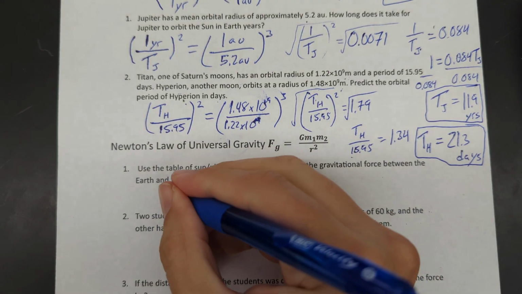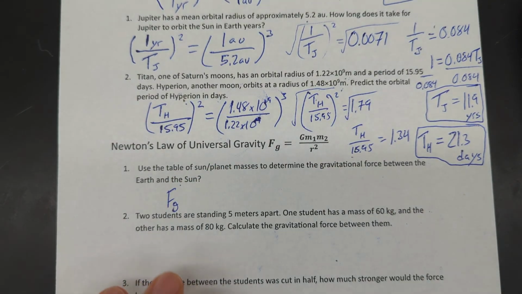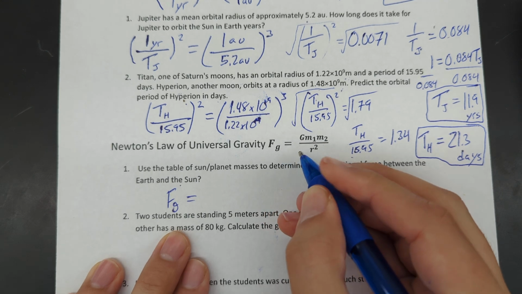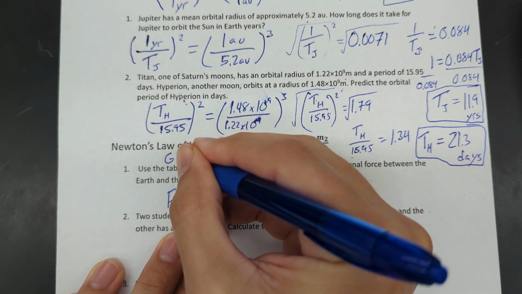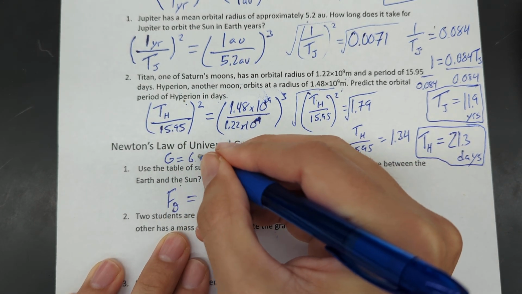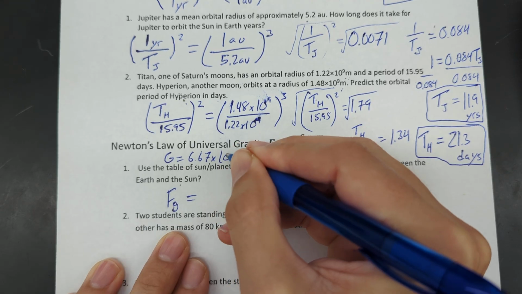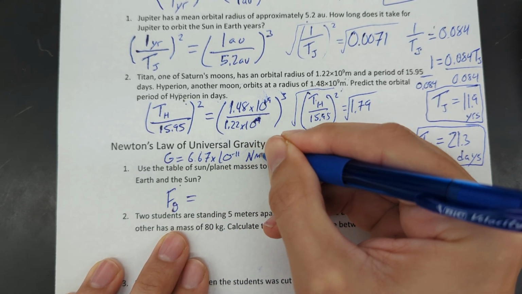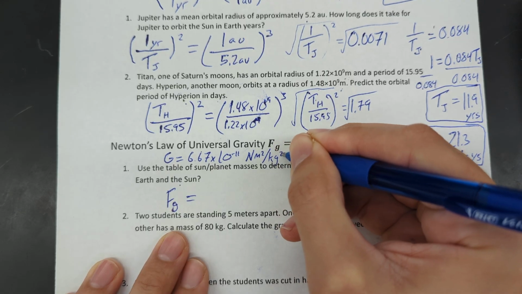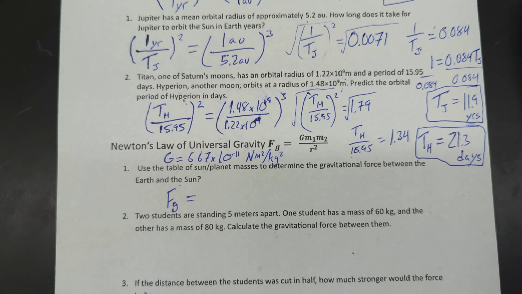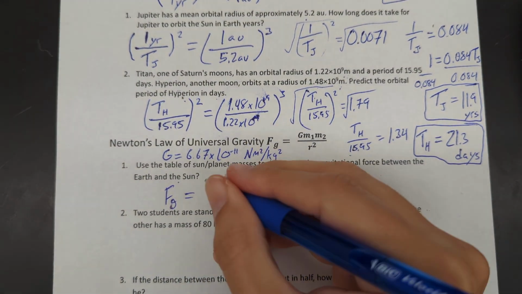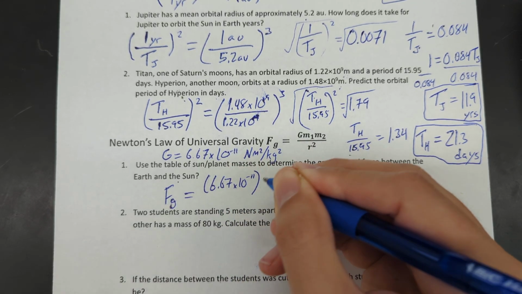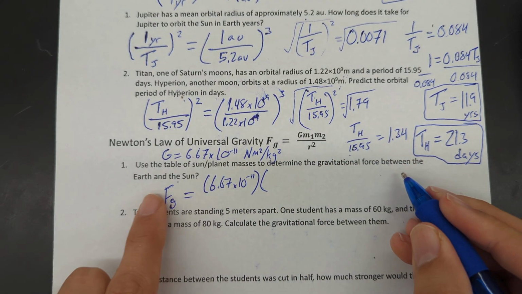The gravitational force between the Earth and the Sun. So we're looking for gravitational pull, Fg, and that's going to be big G. I'm going to write big G right here. Big G is going to be 6.67 times 10 to the negative 11 Newton meters squared per kilogram squared. And those units just make it so our units work out in the end. So I'm going to plug that number, 6.67 times 10 to the negative 11, between Earth and the Sun.